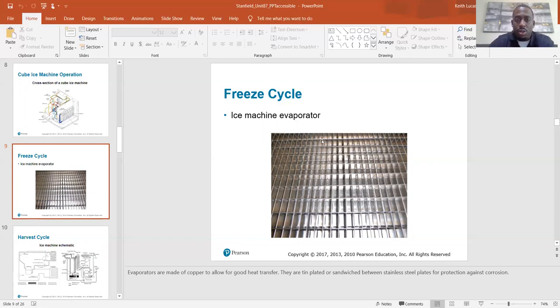And so as the water cascades down across these cells, it starts to freeze. And then once it all freezes and forms one nice big sheet of ice, it goes into the harvest cycle, and it pushes that one big sheet of ice in cube form off of the cells, and then when it falls into the bin, it just breaks up into a bunch of cubes.